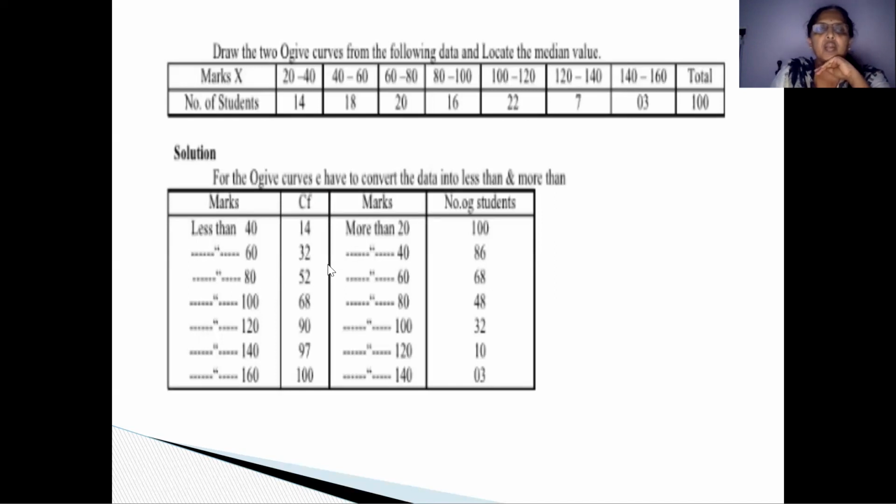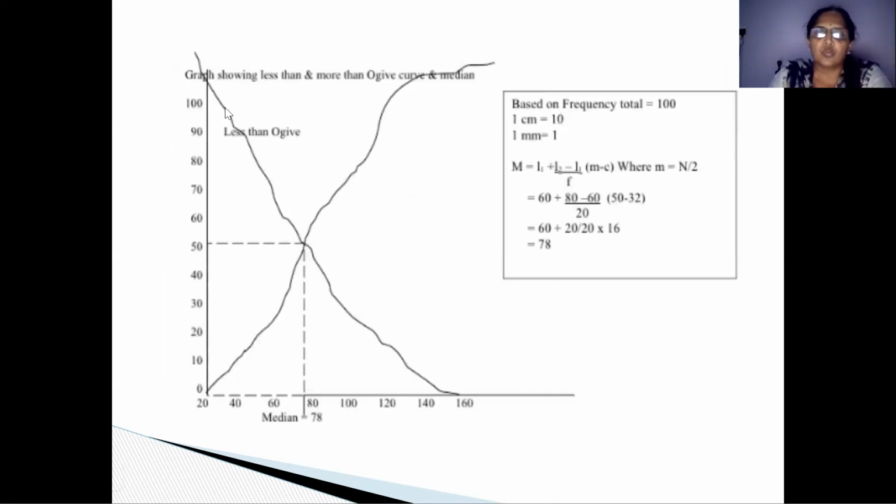Next, come to two Ogives, less than and more than. We convert the first one to less than, that is 40, 50. In the same way, we convert to cumulative. More than 20, 40, 60, 80, convert into cumulative form. We locate the more than Ogive here and the less than Ogive here, where they connect, we get the median. So let us work out this problem. Graph median only.